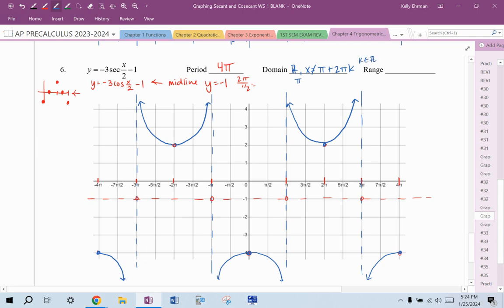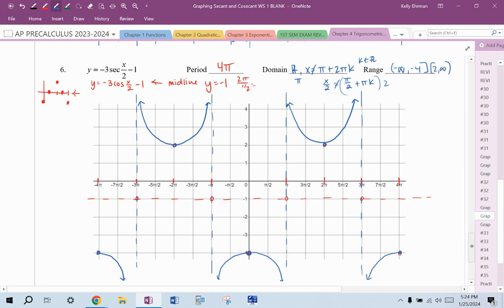If you had to solve for this, what would you do? Well, it's x over 2 can't equal. What are the original cosine values? They're undefined at pi over 2 plus pi k. And so if we multiply by 2, we do get pi plus 2 pi k. So that's where that comes from. The range is -infinity to -4 and +2 to infinity.